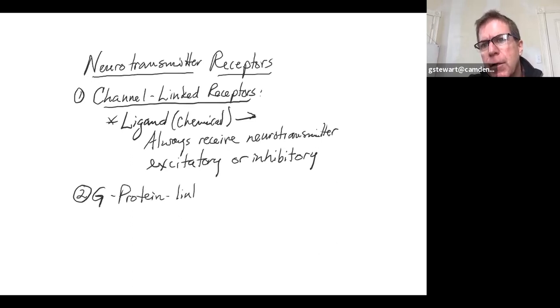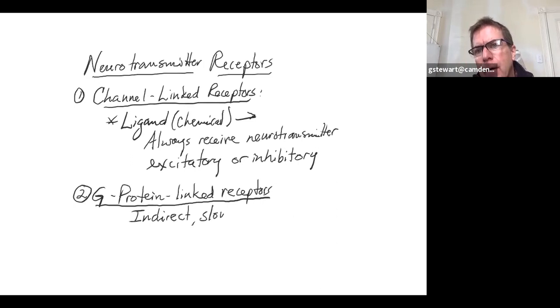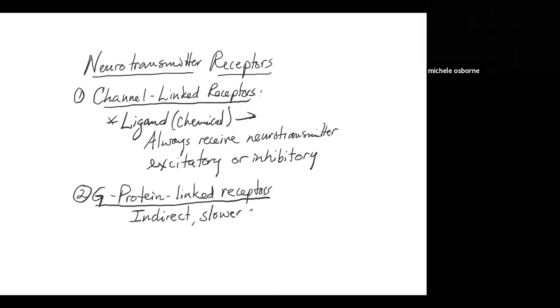There are also what we call G protein linked receptors. Since you haven't studied the endocrine system yet, the endocrine system uses this as well. I don't expect you to really have a solid grasp of what these are. These are more indirect. They're not quite as direct as channel-linked receptors. I'm going to write the word indirect. They're also much slower acting than channel-linked.